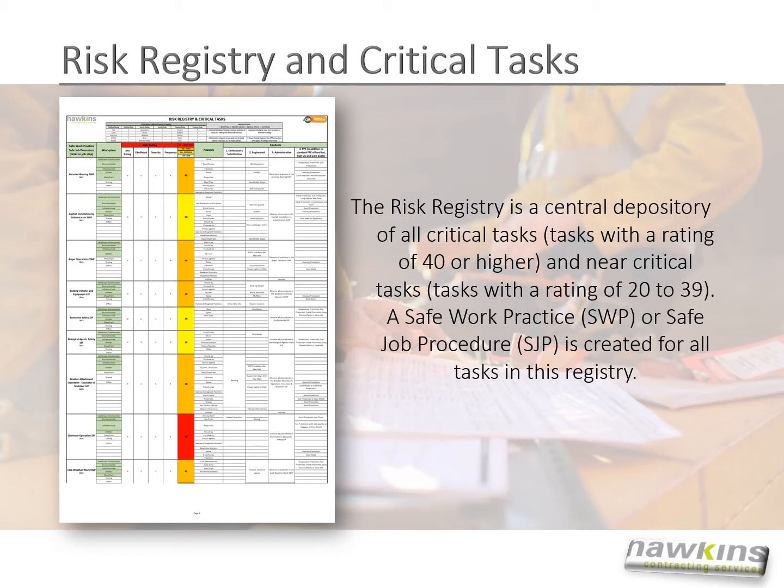The risk registry is a central depository, a document of all critical tasks, so those tasks with a rating of 40 or higher, and near critical tasks, which are tasks with a rating of 20 to 39. A safe work practice or safe job procedure is created for all tasks in this registry.